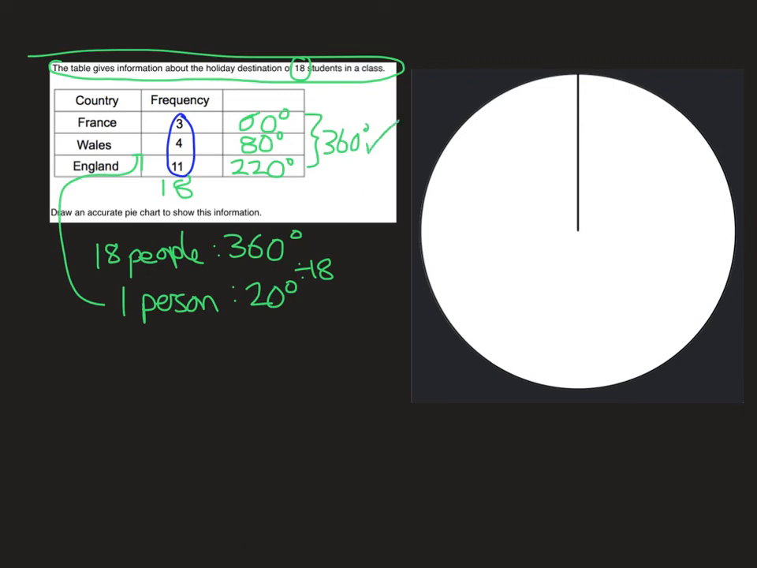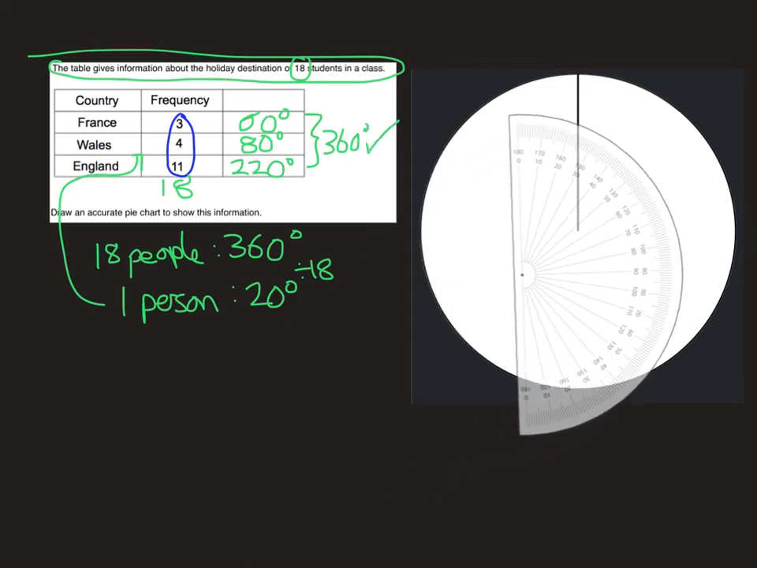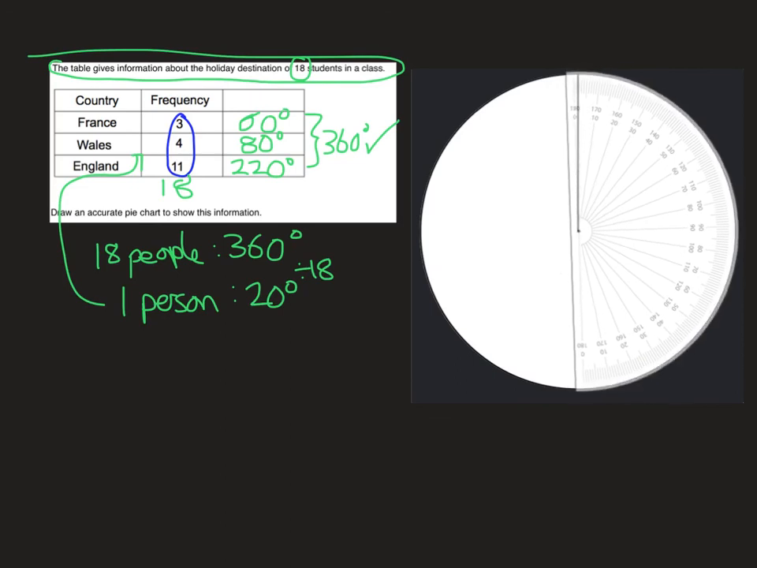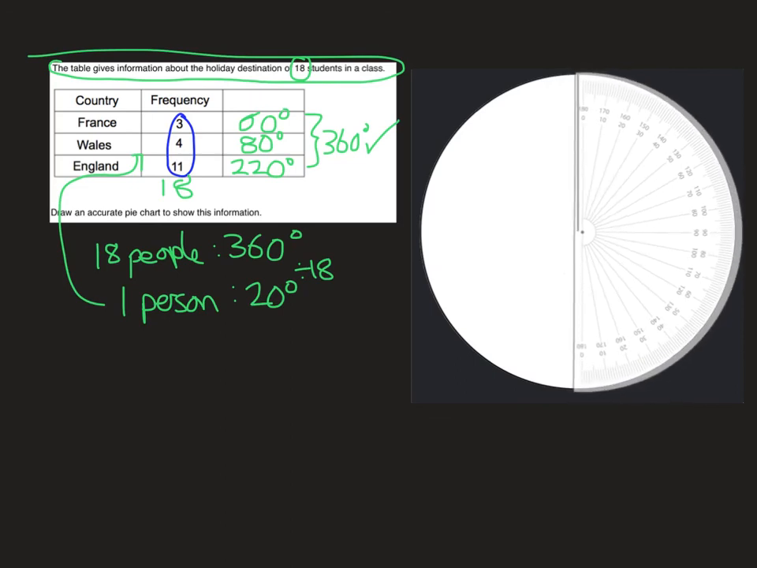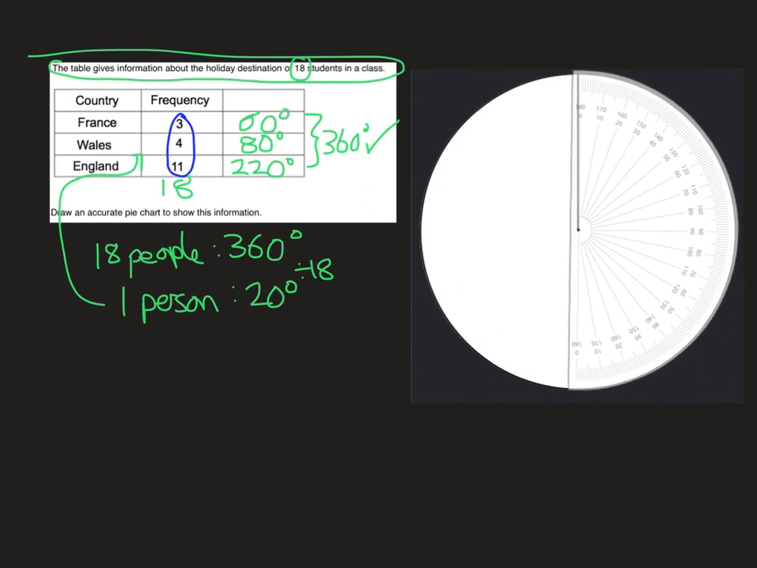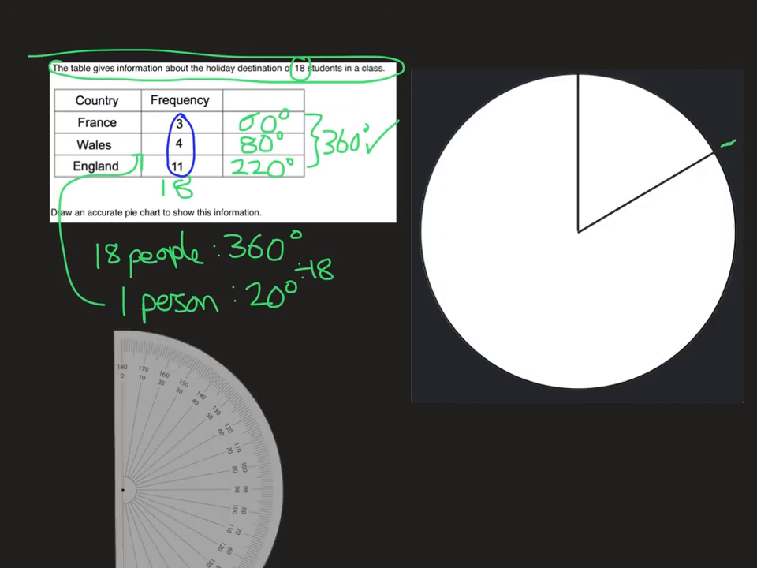Right, so let's get our protractor. And I'm going to measure that first angle, 60 degrees, so I need that to line up perfectly, or as much as I can. Right, so that's on there, and that 0 line lines up pretty well. And I'm going to measure 60 degrees. Well, 60 degrees is there. And I join that point up with the centre. So that is the section for France.